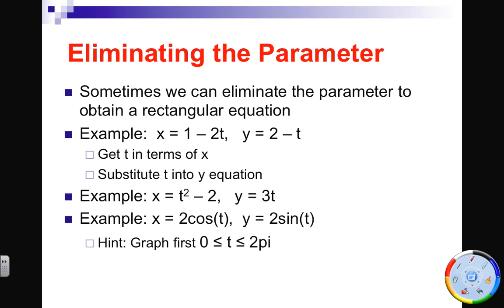Next one here on the same kind of idea is 2 cosine t and 2 sine t, and this one's kind of hard to solve because you don't want to do cosine inverse, because cosine inverse is not going to get us the right thing.